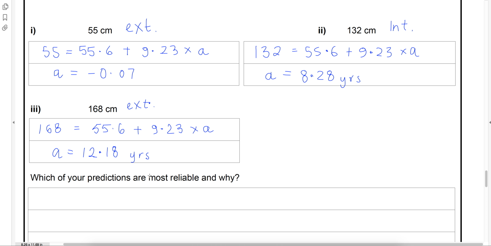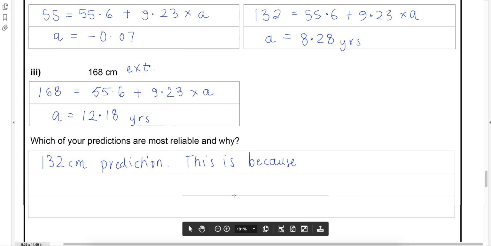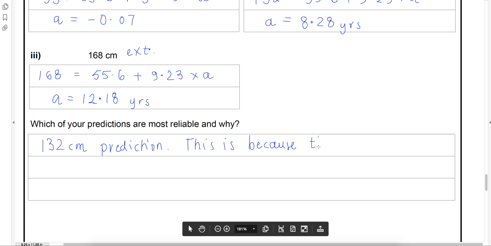All right. Which of them are most reliable? Hopefully you had a look at the 3 and you saw one of them is interpolation as opposed to extrapolation. So the most reliable one of those 3 is the 132 centimeter prediction. And if you need to say why, this is because the prediction was made within the data. That's what you can say.